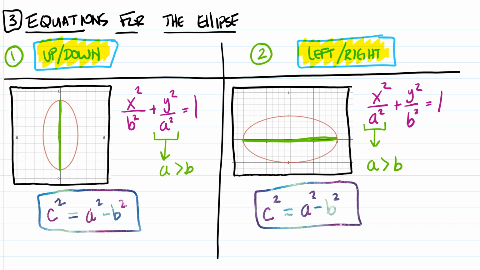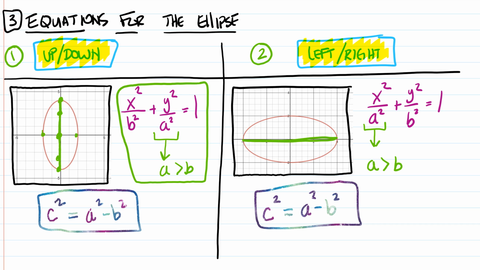So for an up-down ellipse on the left-hand side, our vertices are going to be top and bottom. Our center is a center point. Our focal points are going to be along that major axis, and then our other 2 points will be on the sides. The equation that we get to use is this one right here, okay? X squared over B squared plus Y squared over A squared is equal to 1.